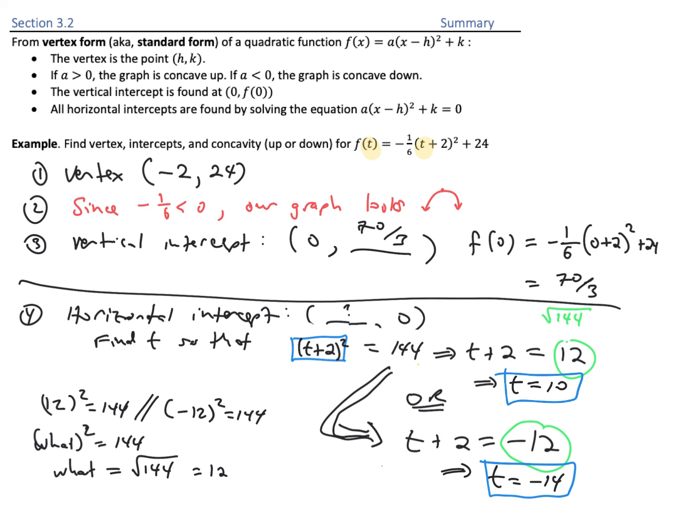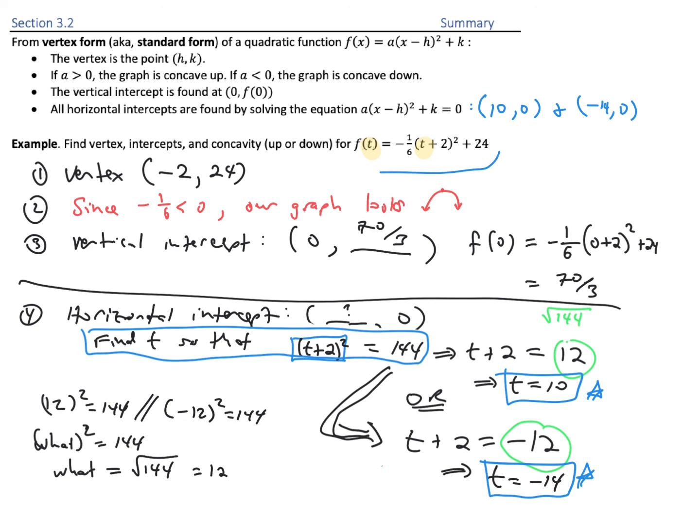Remember, the original problem was to find the t so that this happened. Since these are nice whole numbers that I got for t, it's very easy to check those back into that original statement. And so therefore, my horizontal intercepts, I'll put them up here at the top. Remember, they have the form something comma 0. So 10 comma 0 would be one, and negative 14 comma 0 would be the other one for this equation.